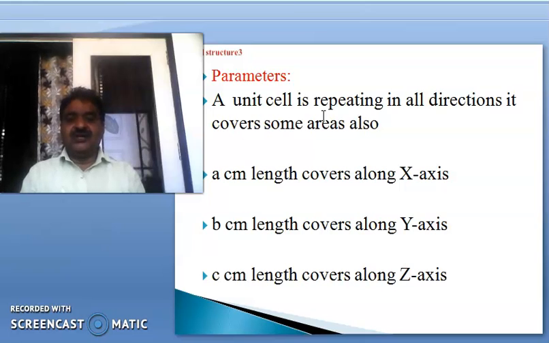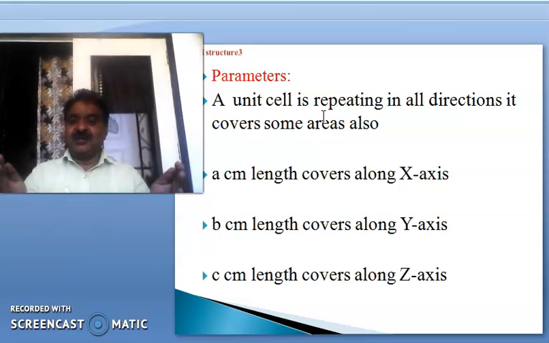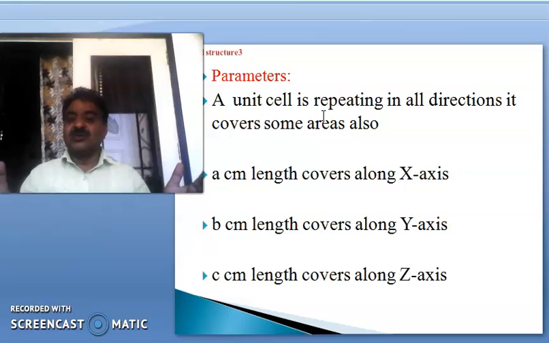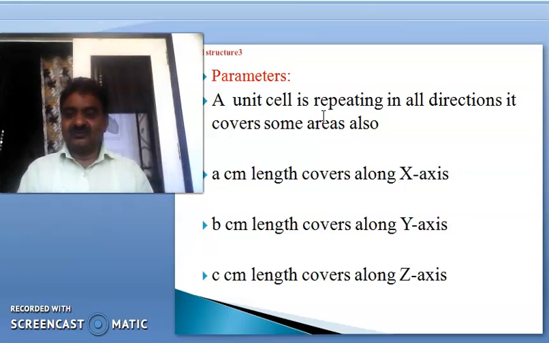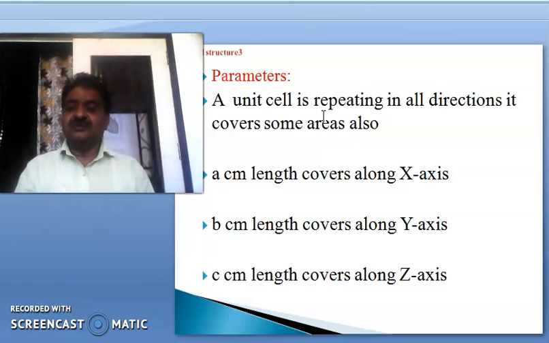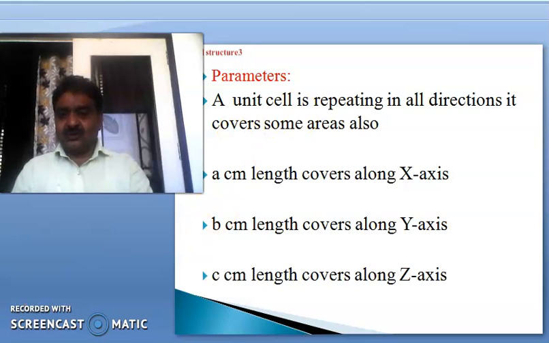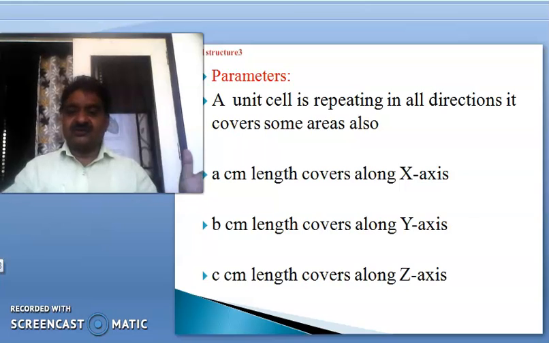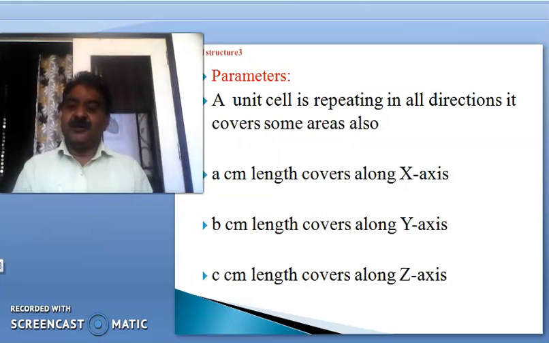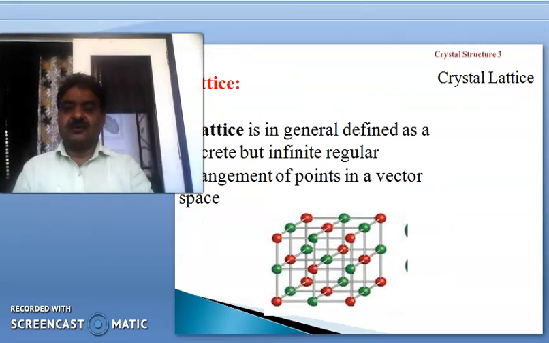A unit cell is repeating in all directions. Are you agreed? A unit cell is repeating in all directions to cover some area also. It is considered to be extended in all directions. So it covers some area. What is this area? Suppose this comes from this to this, this to this, like this.